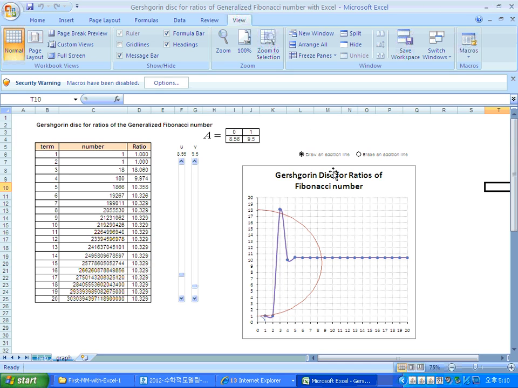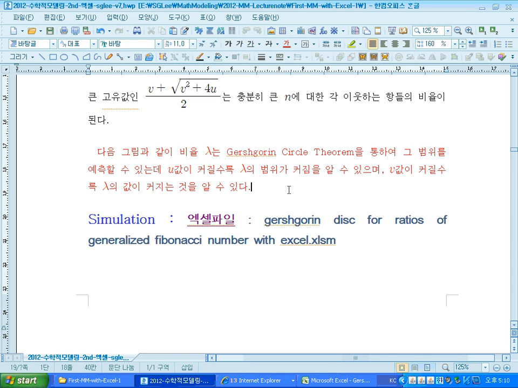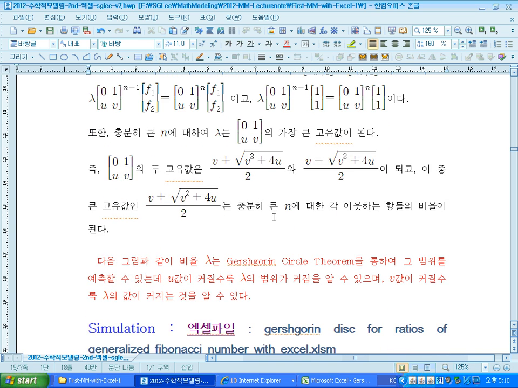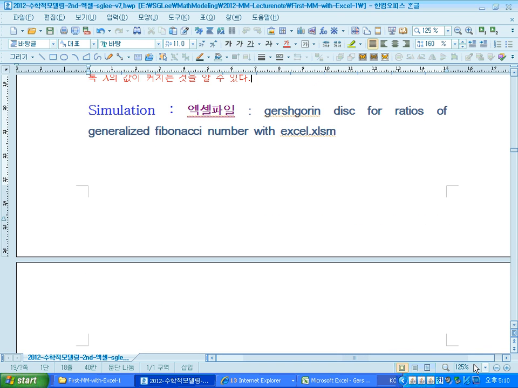So this Gershgorin circle theorem was also used in the analysis of the Fibonacci sequence, in terms of the generalized Fibonacci sequence and a matrix like this. Okay, any questions on this?